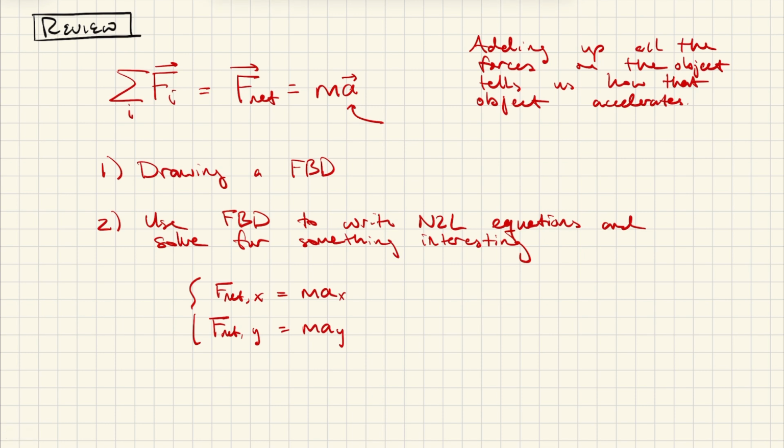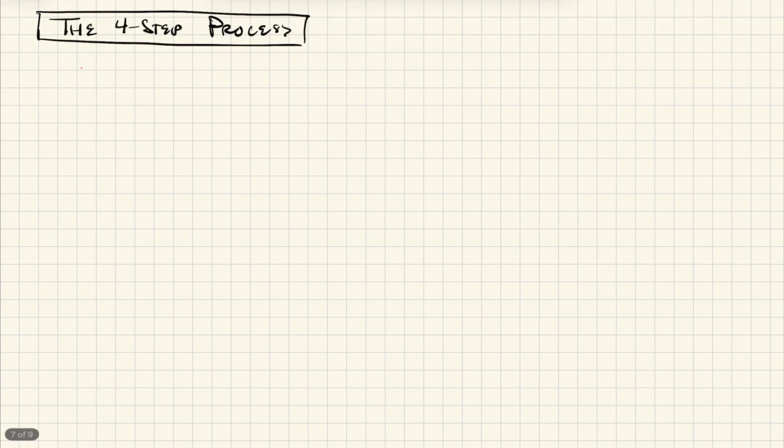Okay, with that in mind, let's move on to the actual process itself. My four-step process starts with the following. The first thing we always do in a force problem should be to draw a free body diagram. The reason is that when we need to sum all the forces, and I'm going to write Newton's second law one more time up here, the sum of Fi equals F net equals ma.